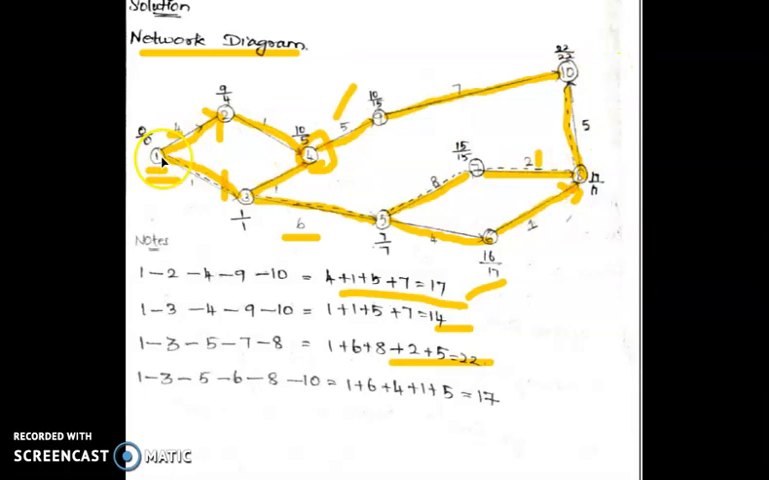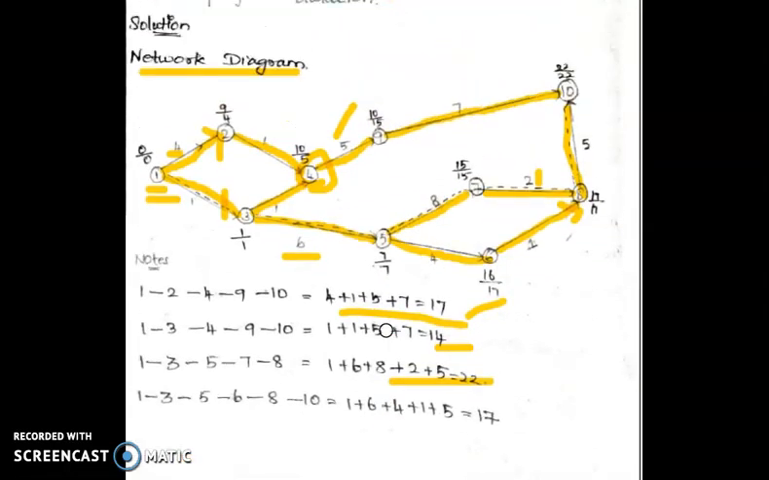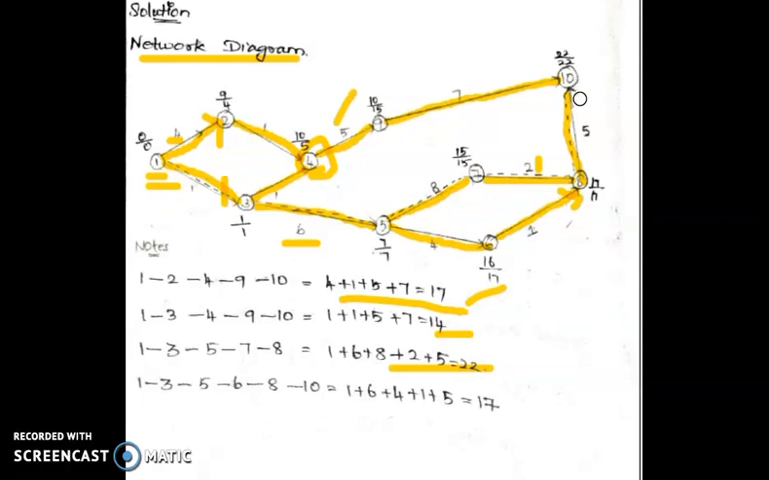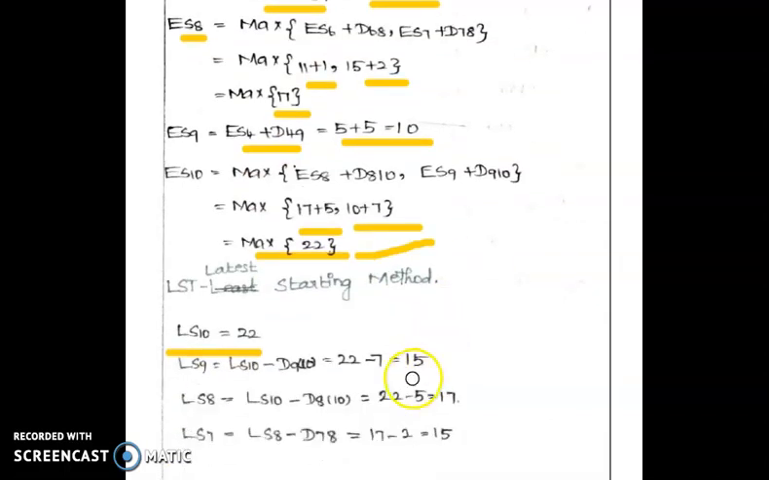Here EST starting value will be 0 and LST starting value will be the last value we found in EST. Here LST 10 equal to 22, and LS9 equal to, we should go backward, LS10 minus D9 10. LS10 value is 22 minus 7, LS9 equal to 15.